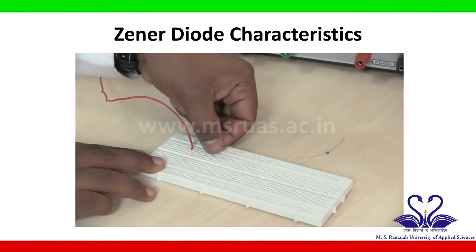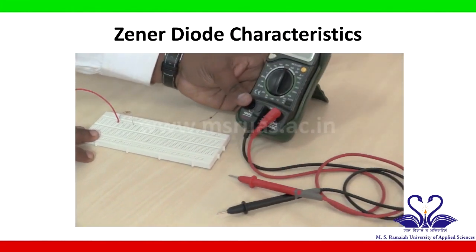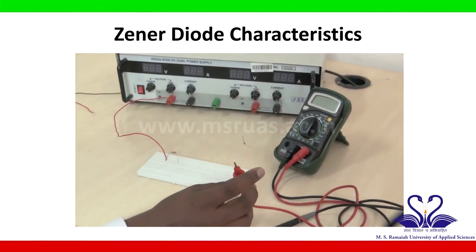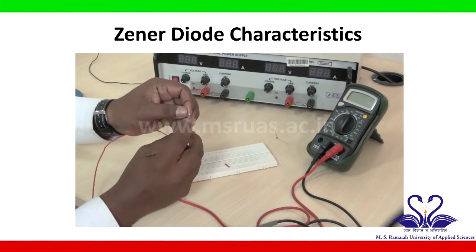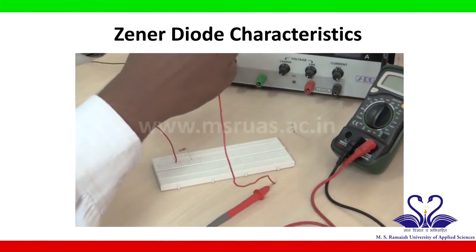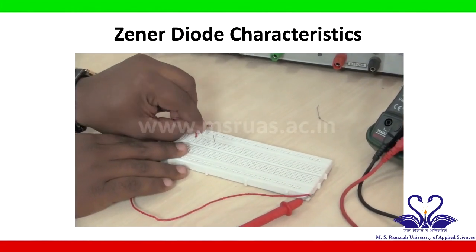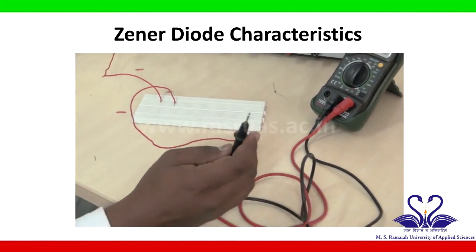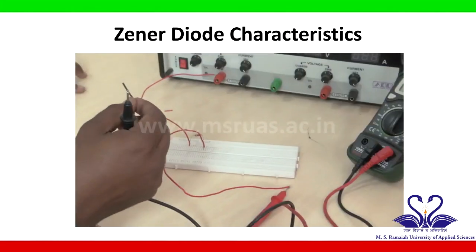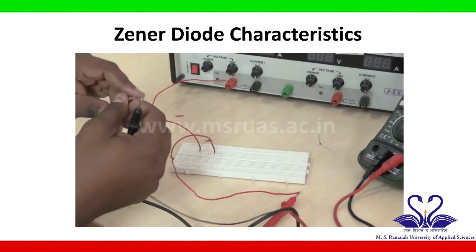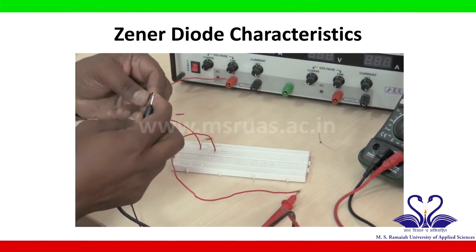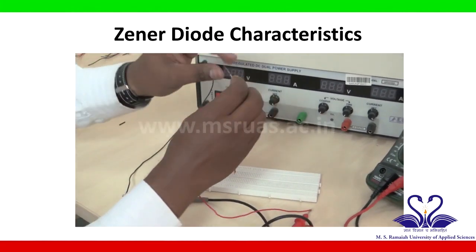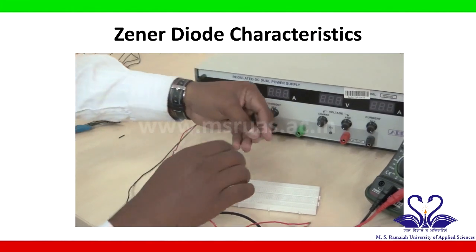The other end of the resistor is connected to the positive terminal of the ammeter. This is a multimeter which I am using as an ammeter for this experiment. This is the positive terminal of the ammeter, which is connected to the resistor, and this is the negative terminal of the ammeter. The negative terminal of the ammeter is connected to the P side of the Zener diode. So I will take a wire and connect the negative terminal of the ammeter to the diode P side. This is a Zener diode. I will connect this somewhere in the breadboard.